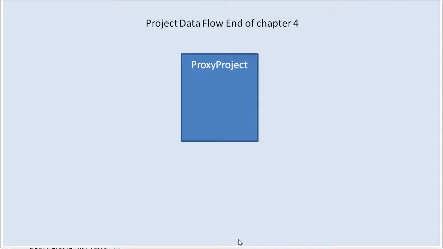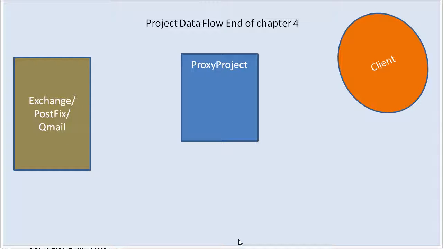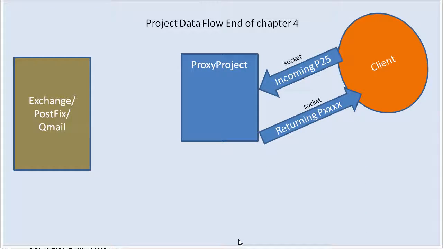Now, I want to briefly go over where we ended up at the end of Chapter 4. We have our proxy project. This is a piece of software we've been writing. We have a client, and we have a server, a server only because it's waiting on the socket. So the client will initiate, the server will respond. The client will connect to us on port 25, and then the other half of that connection returns to the client on a randomized port number, usually above 1,000. Usually it's somewhere in the 20,000s.